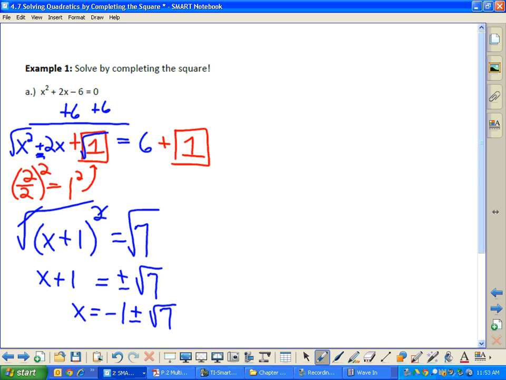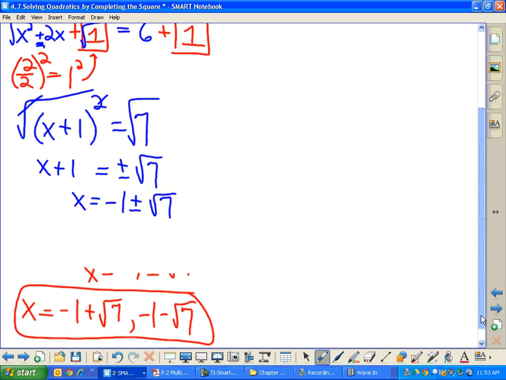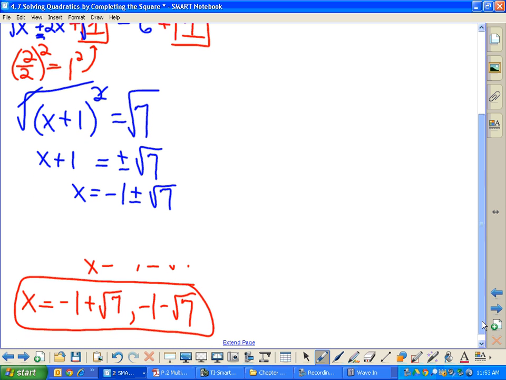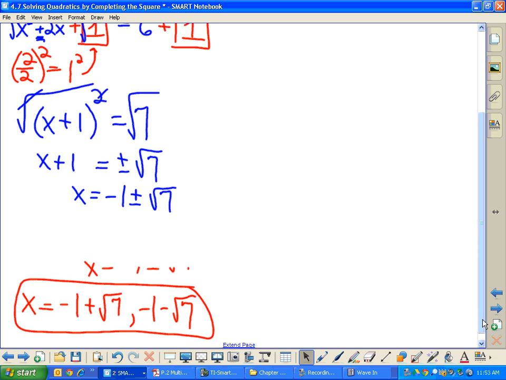And then I do want you to get in the habit of writing these out as 2 different answers. I actually wrote that down there before I forgot to erase from earlier today. Your 2 answers for this x value, you have -1 plus the square root of 7 and -1 minus the square root of 7.